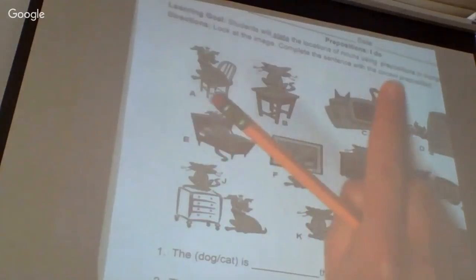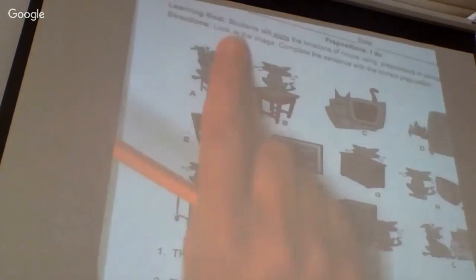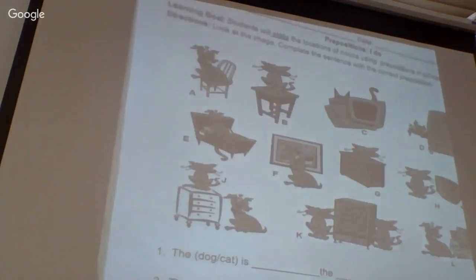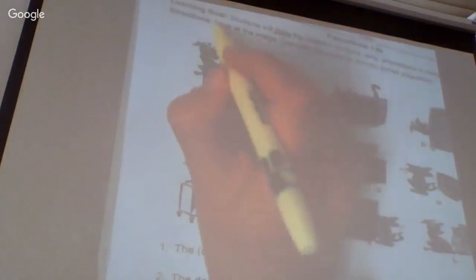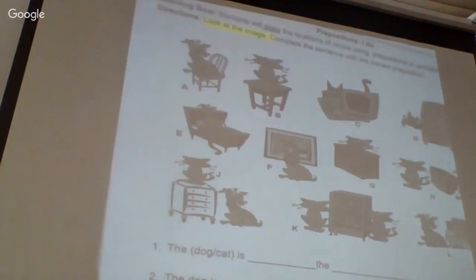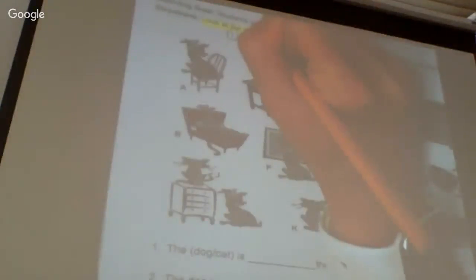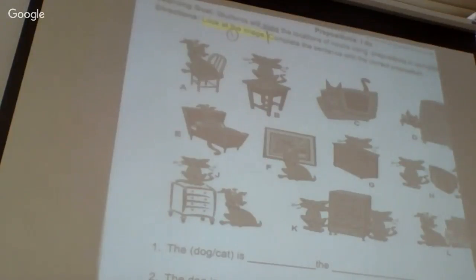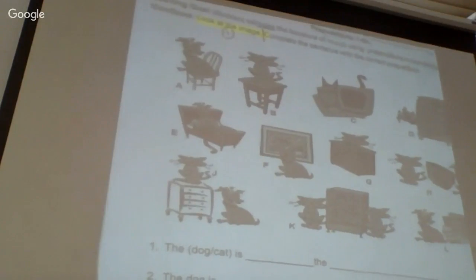Let's look at the directions first. Look at the image. Complete the sentence with the correct preposition. I want to highlight what I need to do. The first thing I need to do is look at the image. I highlight it. I label it number 1. That's part 1, the first thing I need to do. Line after image to tell me that part is finished.